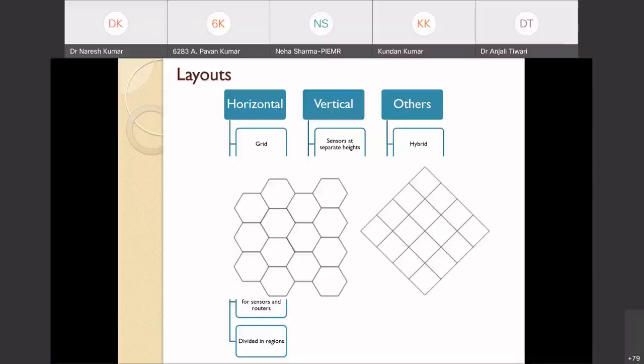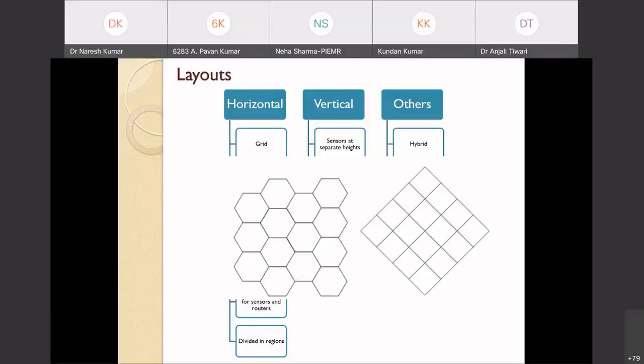And there are many other grid layouts to increase the network lifetime within the grid. A hierarchy cluster topology was presented, and the present nodes are proposed to have redundant nodes to improve the network lifetime. And what we have here is the tessellation.